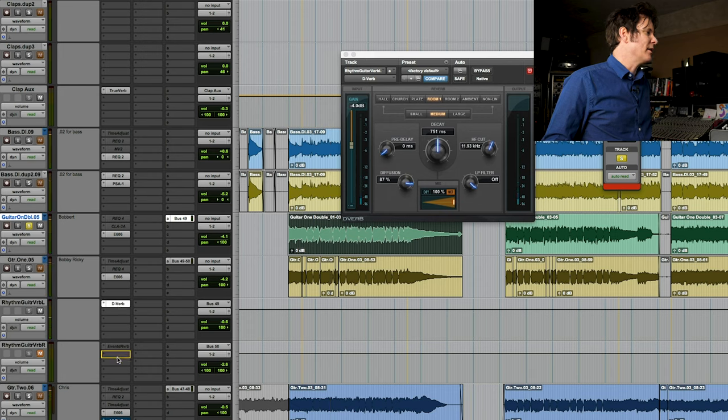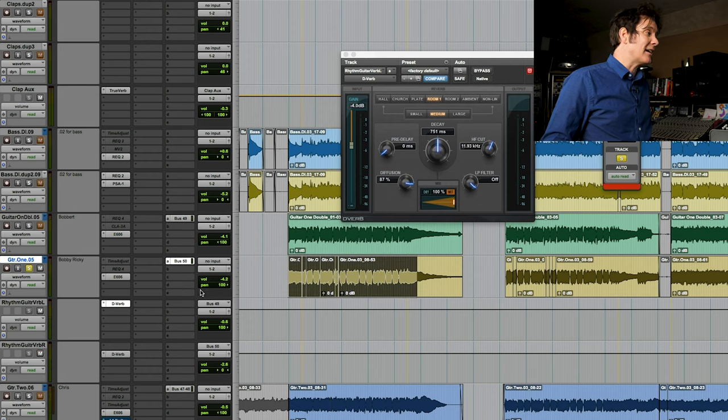Now if I copy that reverb down, and go to a right hand guitar and send it to a reverb down here, which is panned to the left, we'll get the opposite effect. So now we have this right hand guitar with its reverb on the left.